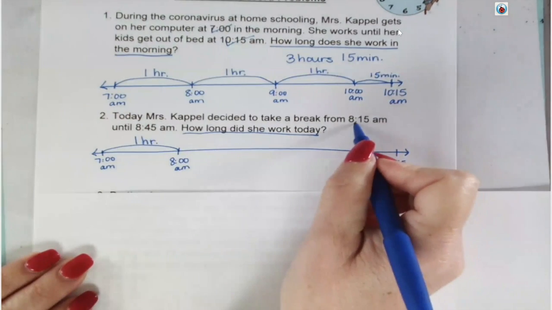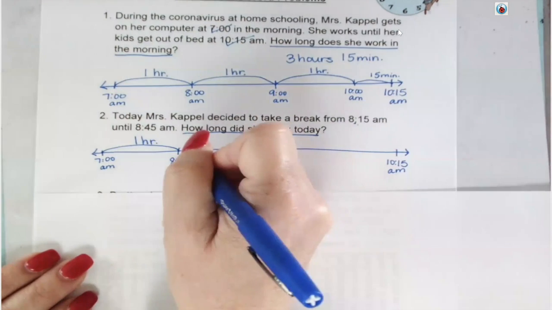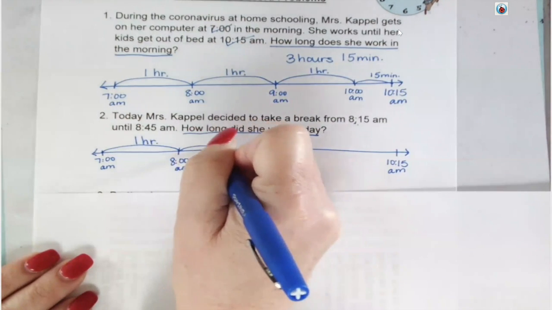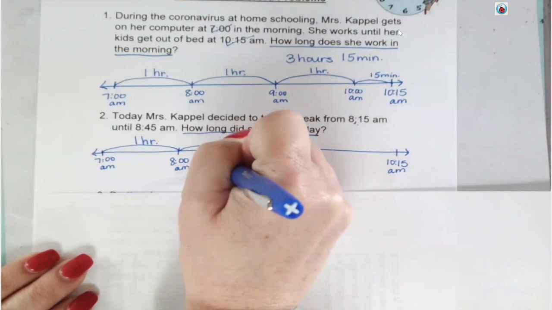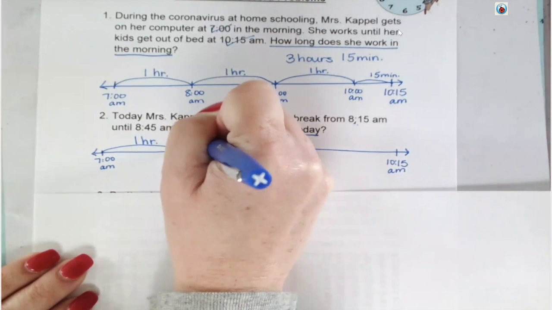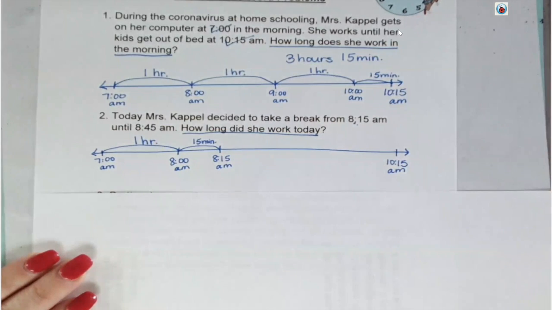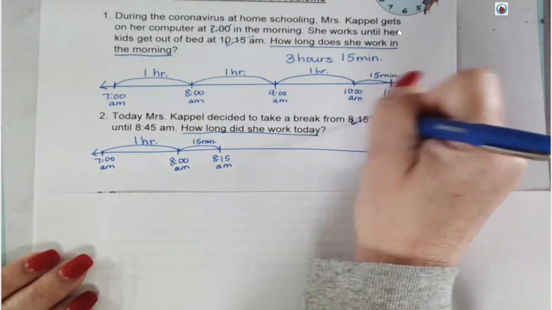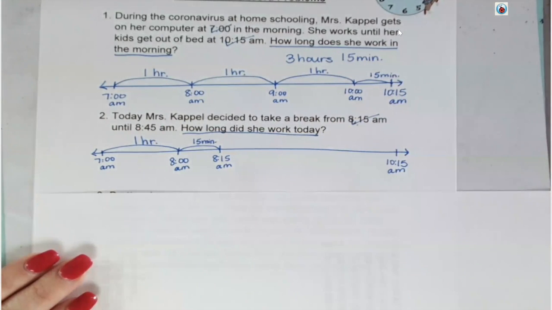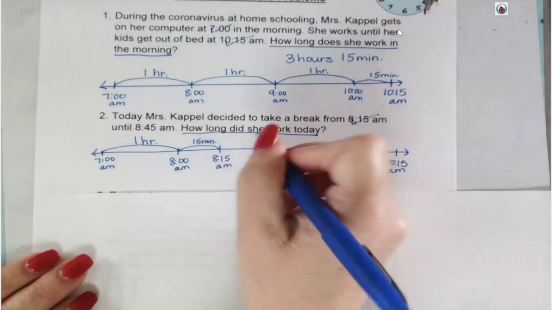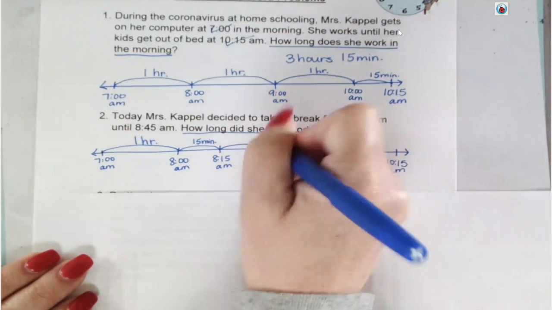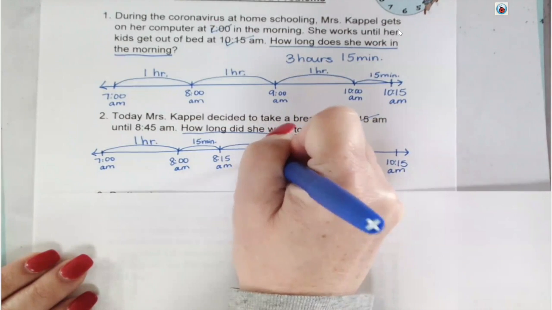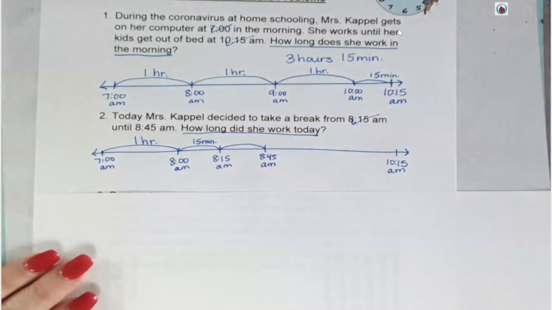But now I have to pay attention to this right here. So what I'm going to do here is a small jump from 8 to 8:15. And I know she's still working during that time. So I'm going to put that 15 minutes right here. Now I can check this information off because I put that on there. And I know that this break lasts until 8:45. So I know that that's 8:45 when her break ends. So I can go ahead and put that here.